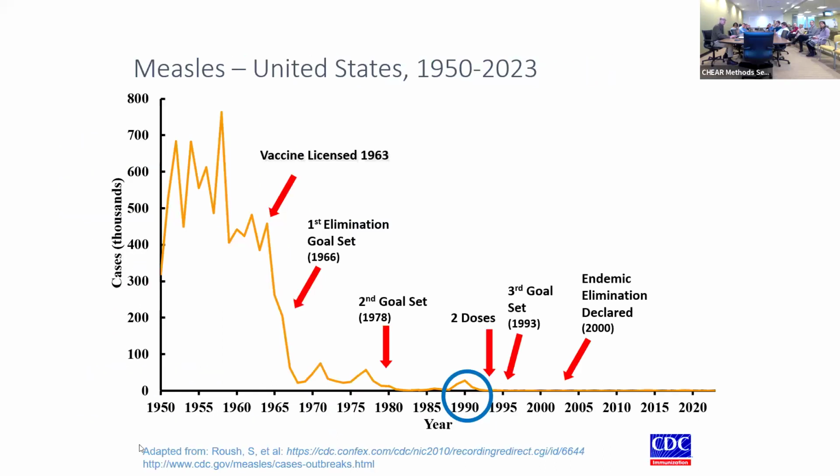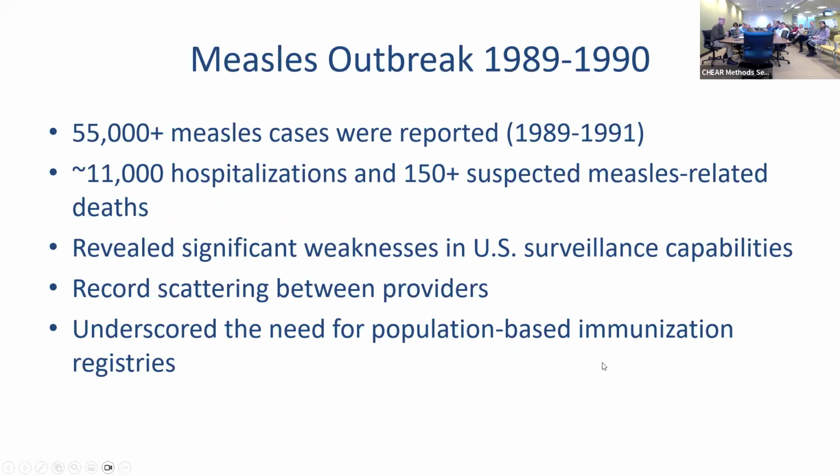So I'm going to come back to this chart here in just a second, and you'll notice this little tiny blip in 1990. Well, it's actually not a tiny blip at all. The scale here sort of belies its importance. This is an outbreak which some folks in this room are very familiar with. Going back to 1989 through 91, we had a huge outbreak of measles.